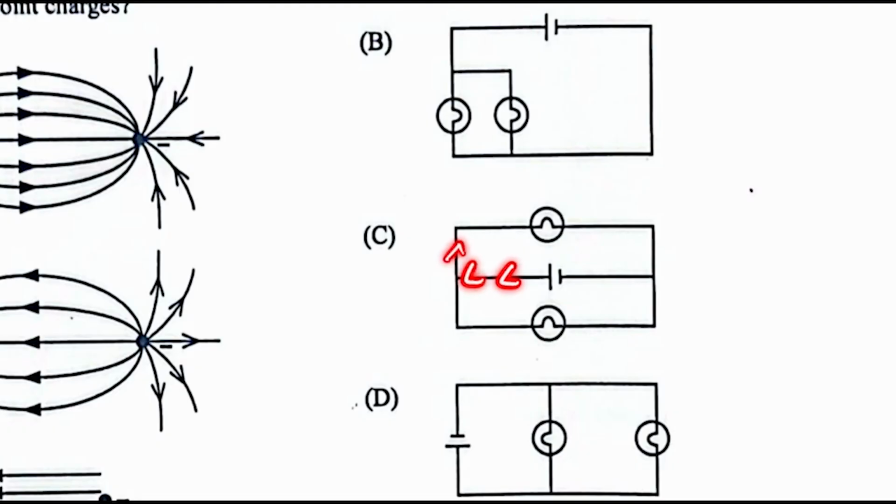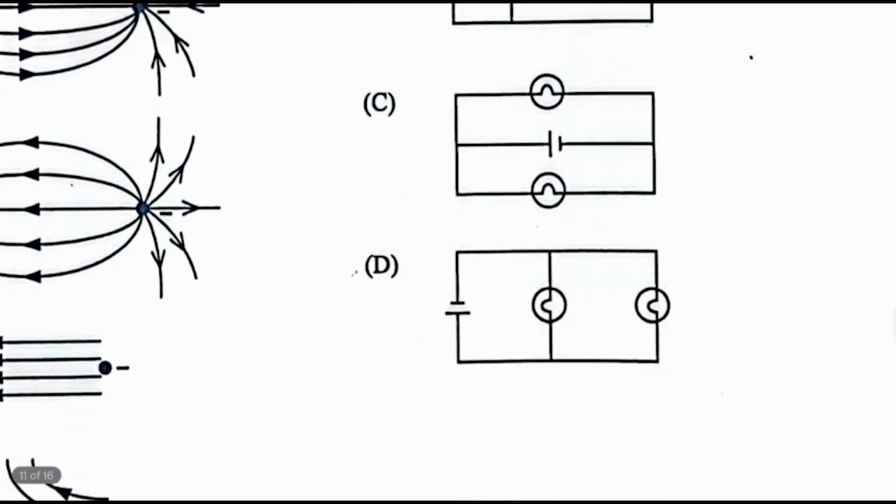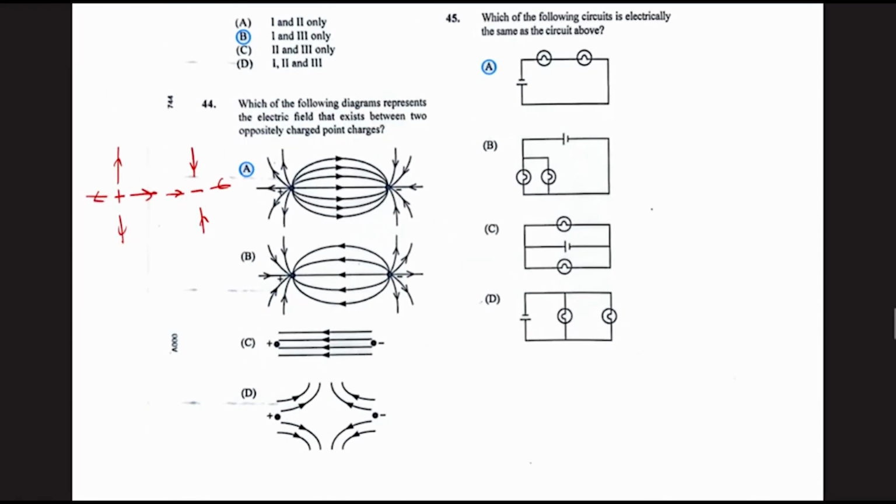Notice the current is splitting at this junction. It's parallel. Same thing over here. Notice the current is splitting at this junction. Can't be series. That's definitely parallel.